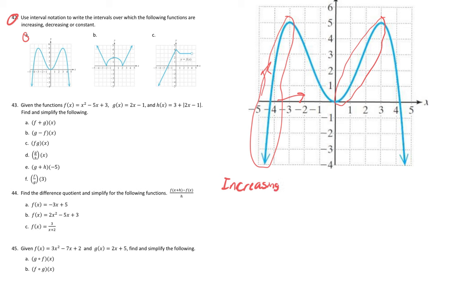So increasing from negative infinity to -3, union 0, +3.